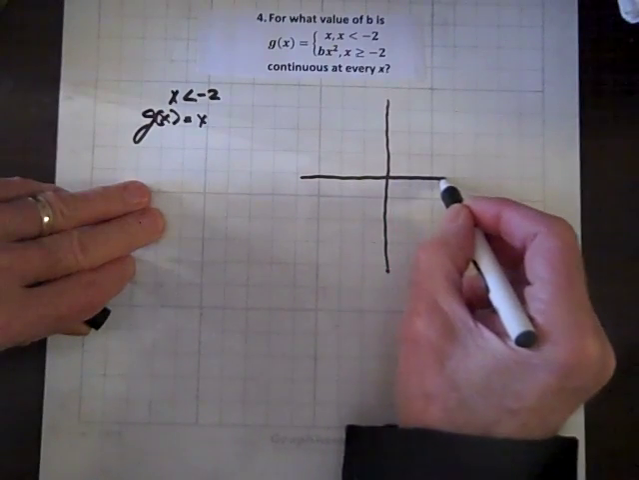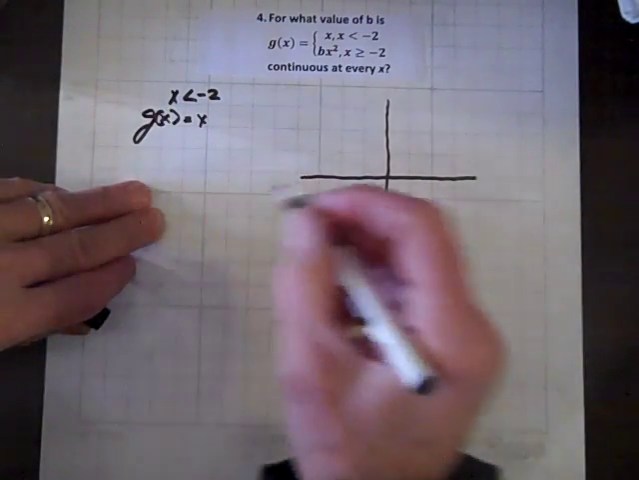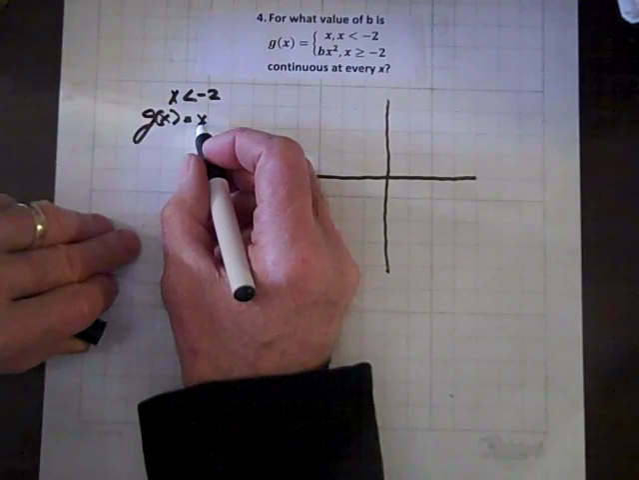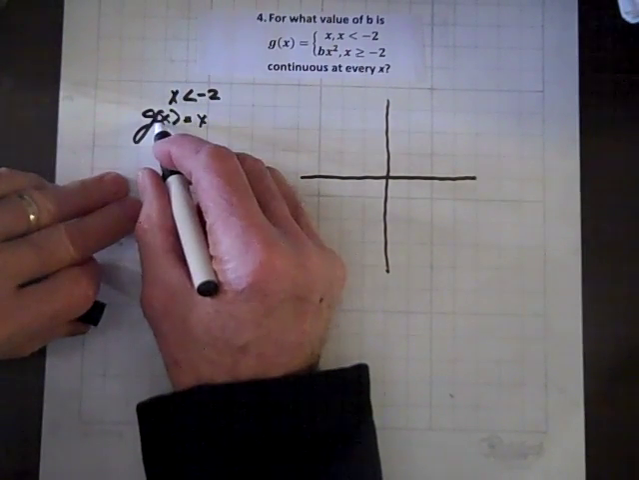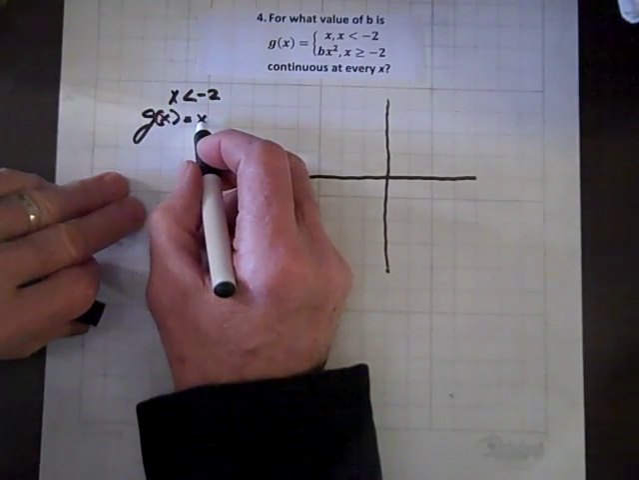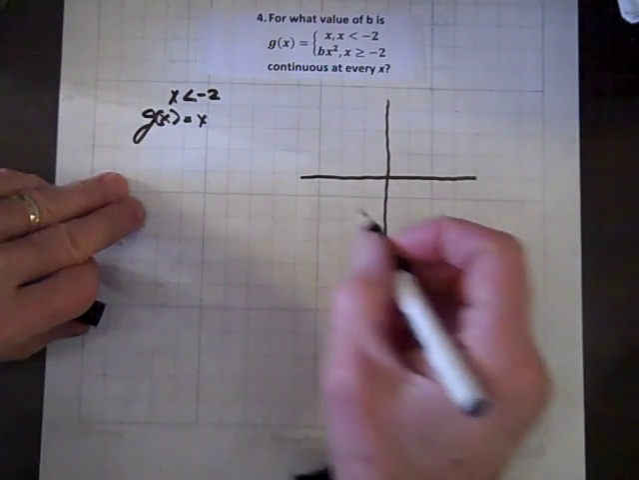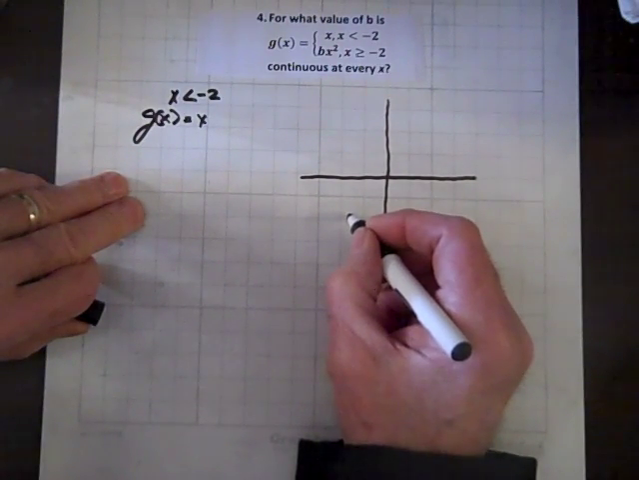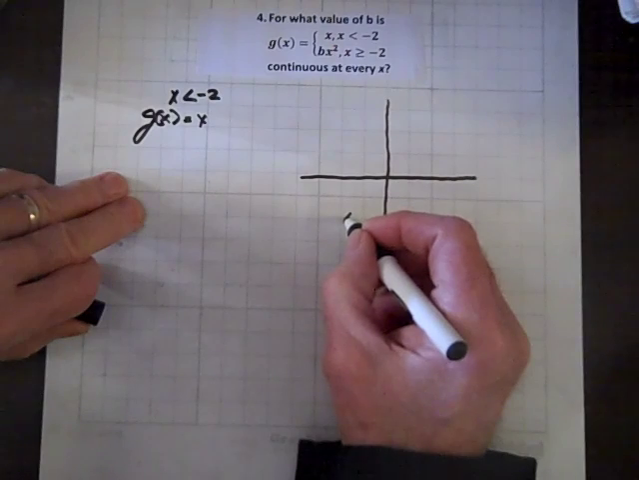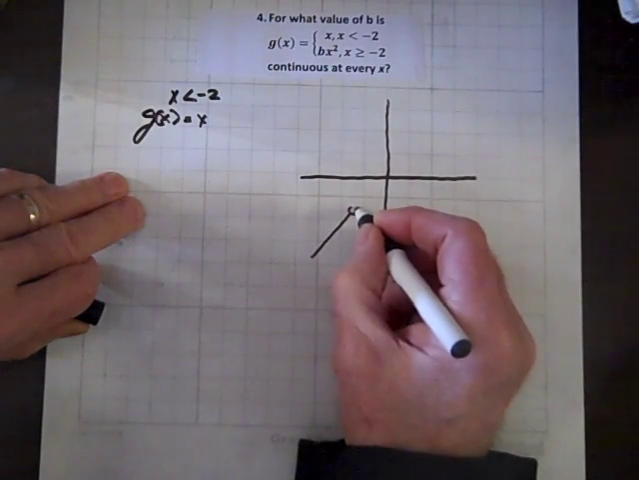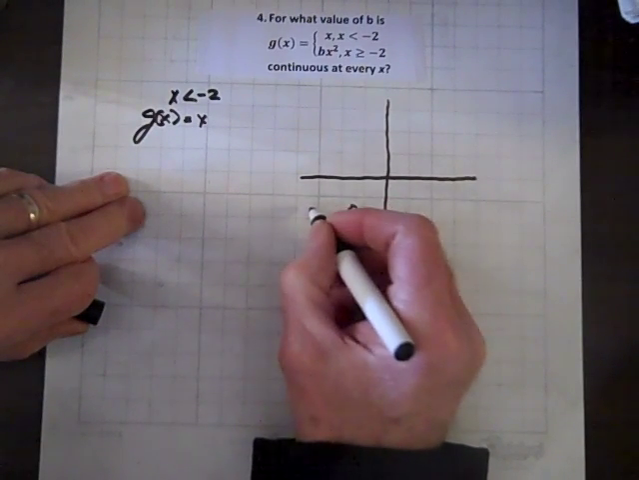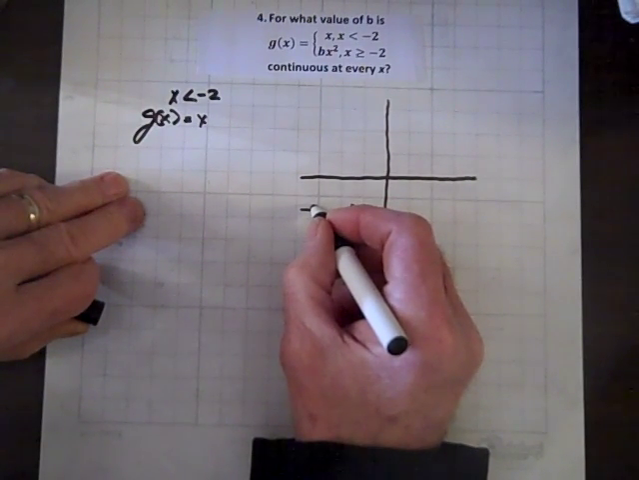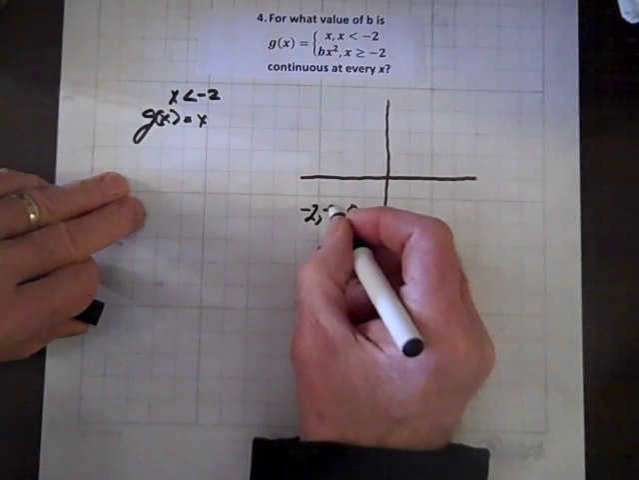We'll graph it right up until x equals negative 2. In fact, we'll let x be negative 2 here, and what we'll get back is the y value is negative 2. But we'll put an open circle there because negative 2 isn't in the domain of this. But nevertheless, the coordinates of this open circle are negative 2, negative 2.